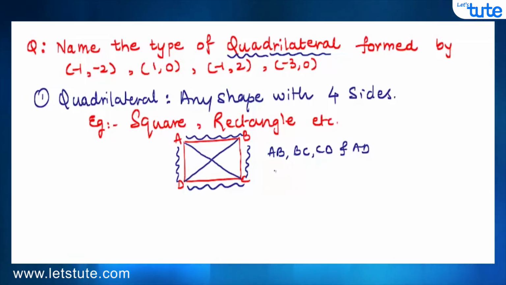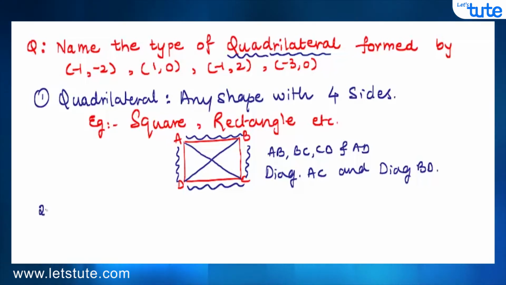Let me write over here diagonal AC and diagonal BD. So we are going to solve these questions, I mean find the type of quadrilateral, purely based on these lengths. At the end I'll give you some more tips to find different names of the quadrilateral based on these sides and diagonals. For now let's move on.